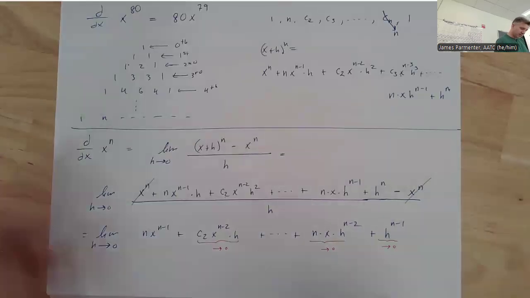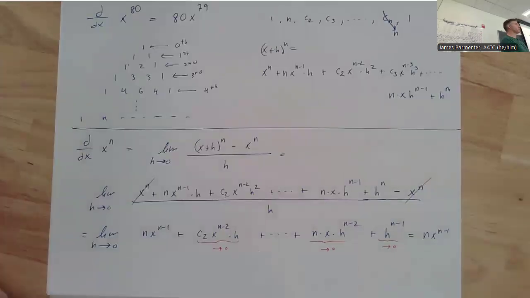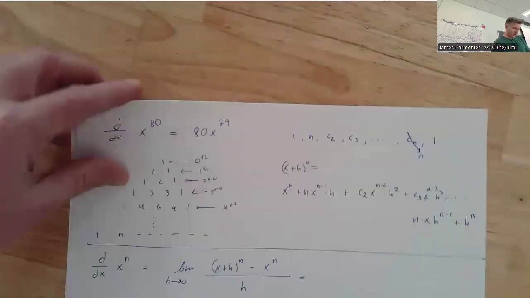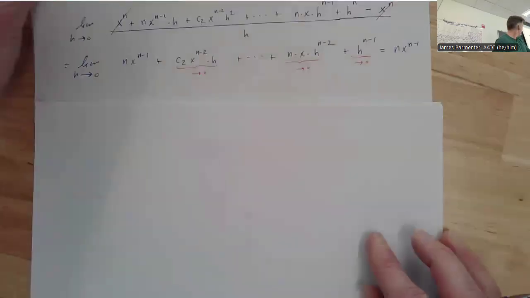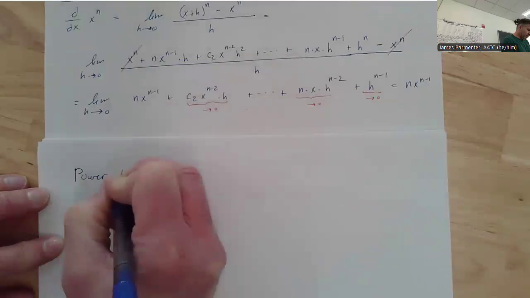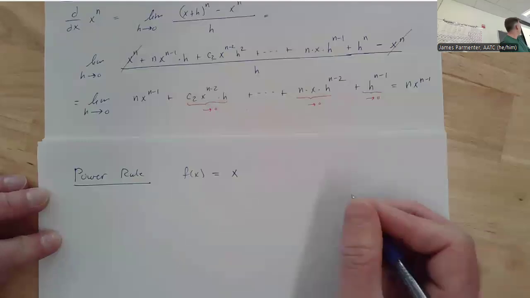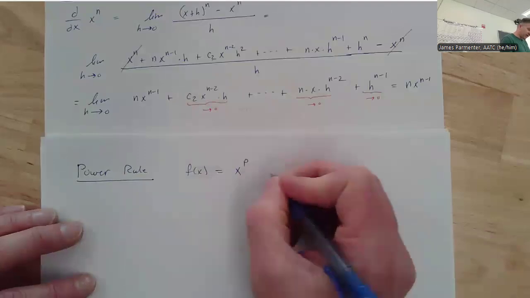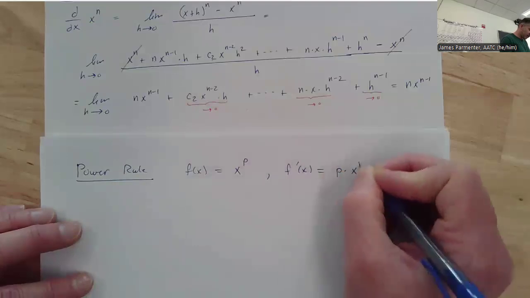So we end up with just n times x to the n minus 1, which is the power rule, essentially. Now, I'll say a couple things about this in a second. So it is the case, let's call it the power rule here. The power rule says that if f of x is x to the p, either p or m, whatever letter you like to use, then the derivative f prime of x is p times x to the p minus 1.